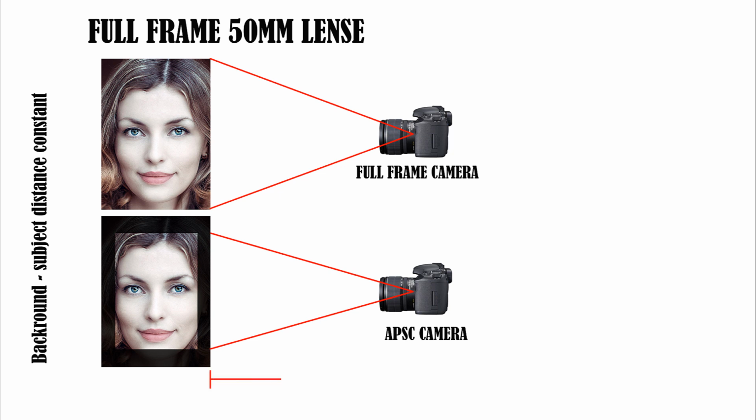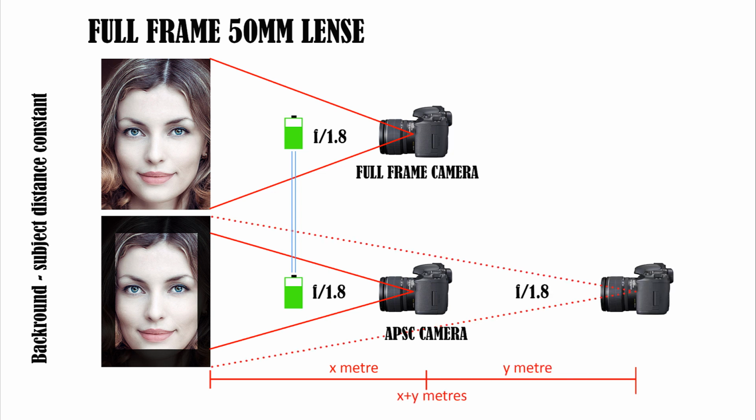Here both the cameras are x meters away from the subject and use the same aperture f1.8. Both the cameras use the same lens, same aperture and the same subject to camera distance. So the bokeh will be the same. The full frame camera will have a wider field of view. So to get the same field of view, the APS-C camera must move further away from the subject, let's say y meters. This makes the subject to camera distance increase, resulting in a decrease in bokeh.